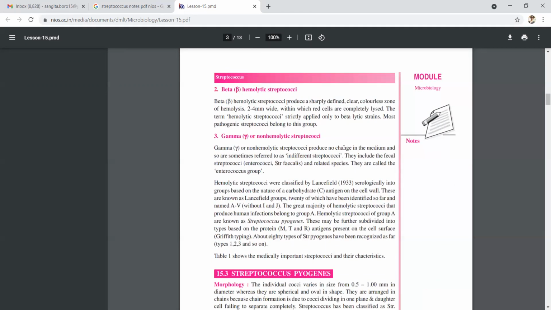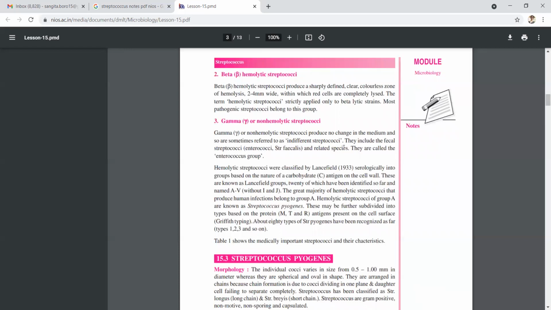The next one is called beta hemolytic streptococci. The beta hemolytic streptococci produce a sharply defined clear colorless zone of hemolysis, which is around 2 to 4 mm wide, not meter, millimeter wide, within which red cells are completely lysed. Now when you see the zone around them, it is wider compared to the alpha hemolysis, and the red cells here are completely lysed.